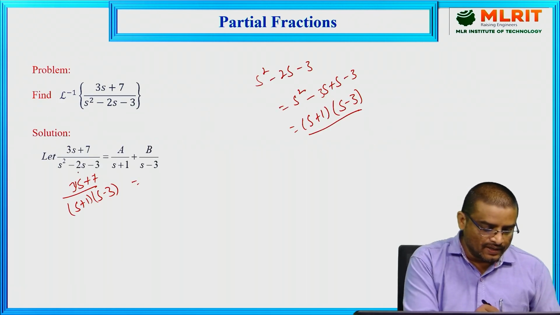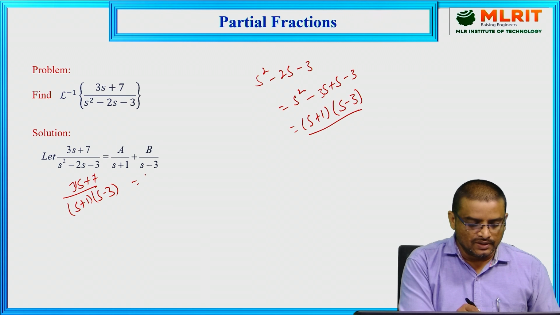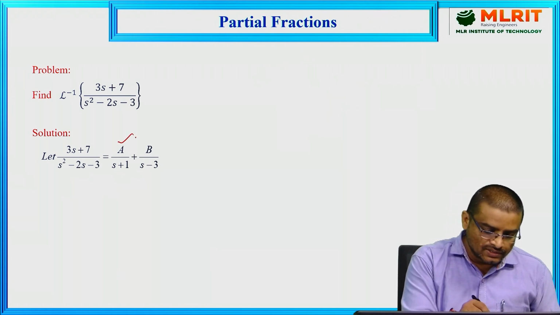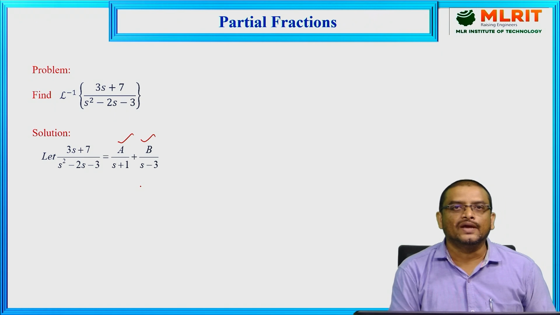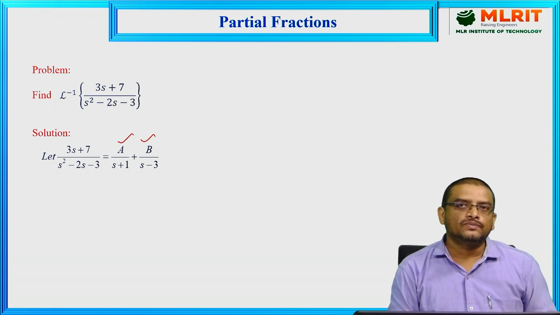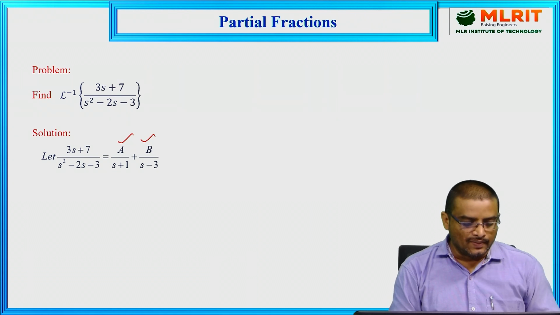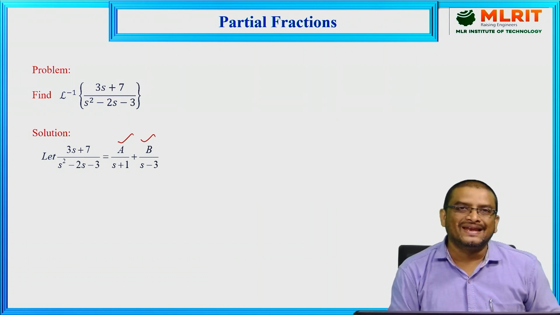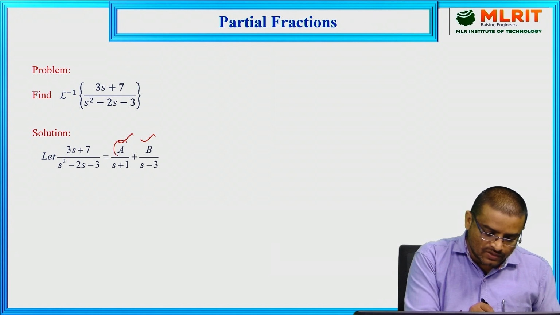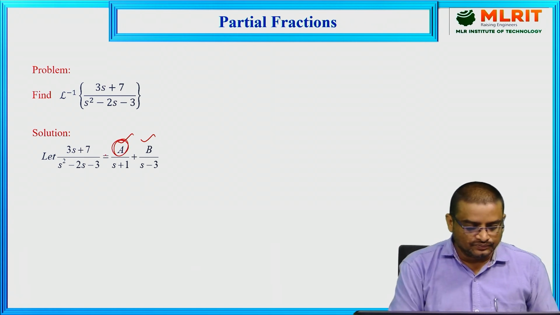So a by s plus 1 plus b by s minus 3. Now our task is to find out this a value and b value here. So now we'll take some shortcut methods to find out the a value and b value whenever we are having linear factors. Now listen carefully.